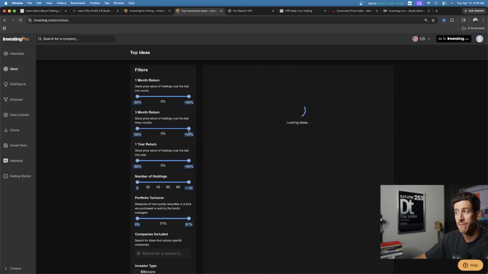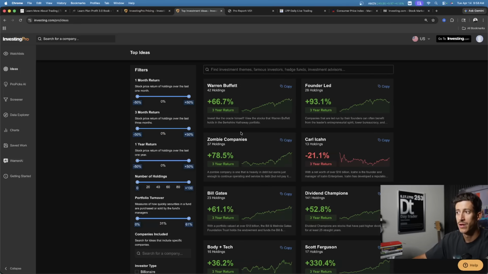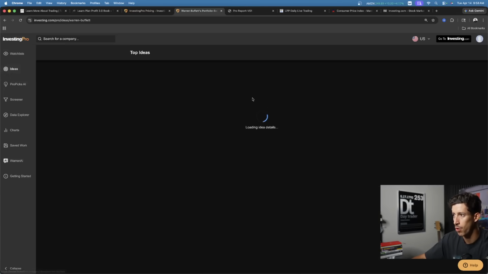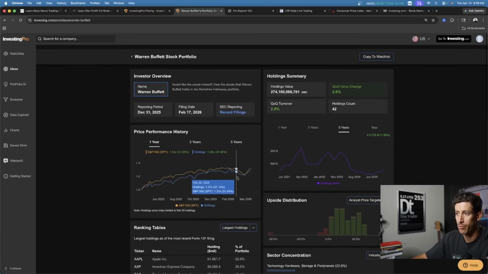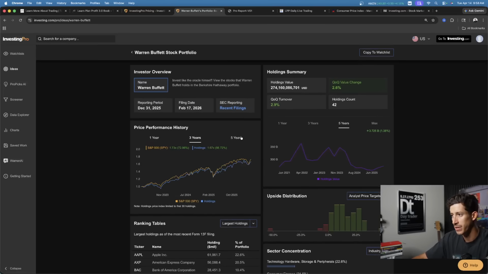Ideas. If you do want to become more aware of different investors and what their holdings are, this is where you get that done. And again, that's under the Ideas tab, right? You can click on Warren Buffett and get more of an inside look into the different companies he's invested in, his portfolio percentage breakdown, and its overall price performance for the past year, 3 years, and 5 years. Again, a deeper inside look.